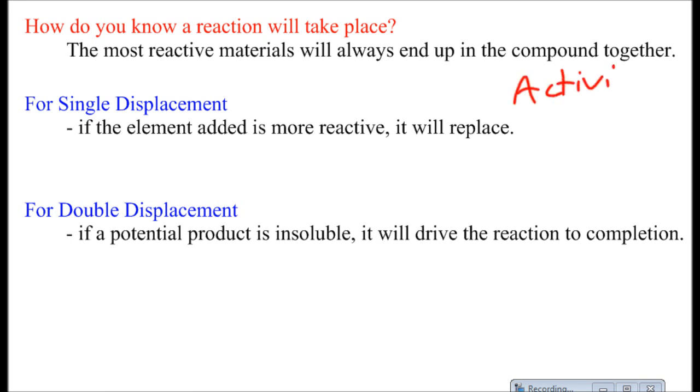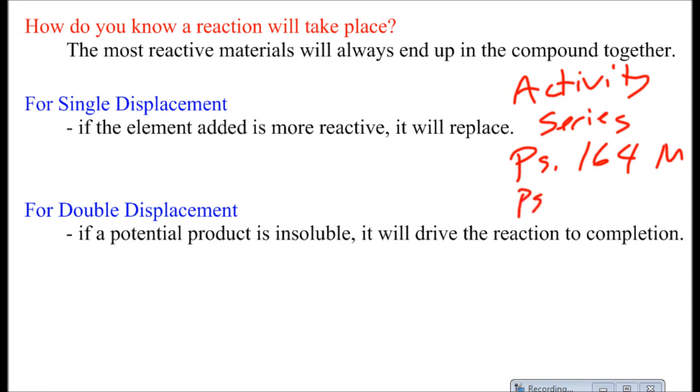And that is found in your textbook on page 164 for metals, and it is page 168 for nonmetals. For the double displacement, the potential product will always be predicted using the solubility table.